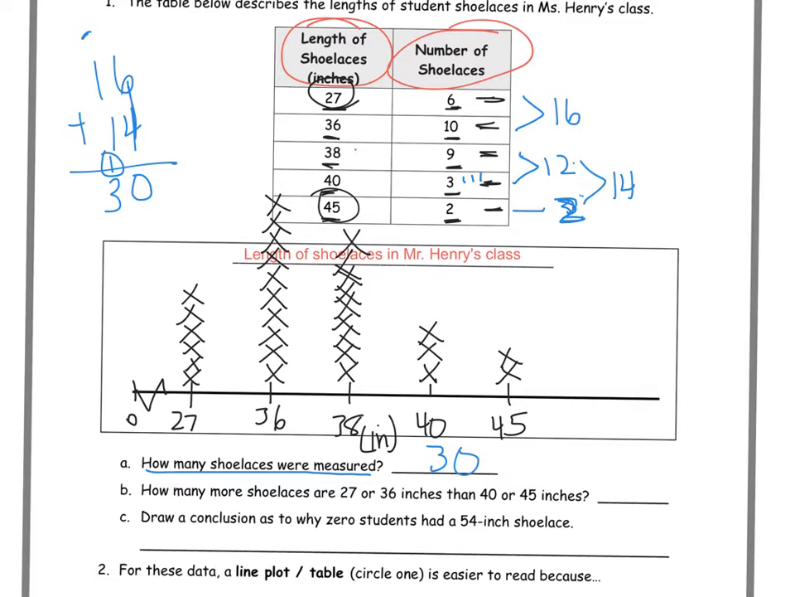B says, how many more shoelaces are 27 or 36 inches than 40 or 45? So 27 or 36, and I say I have 16, than 40 and 45. So I see I have 16, and 40 and 45, I have 3 and 2, which is 5. And it says how many more, and that key phrase there tells me I'm finding the difference, so I'm subtracting those out. So if I had 16, I'm going to take away 5 from it, and that'll leave me with 11.